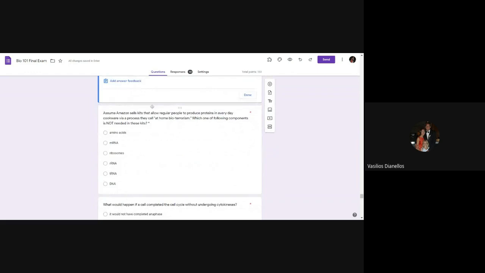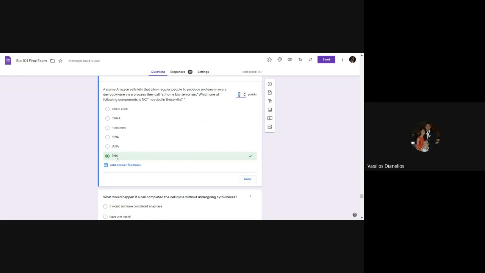All right, so this question is basically asking, all of these parts are needed for translation except what? And the answer is DNA. DNA is not directly needed for translation.